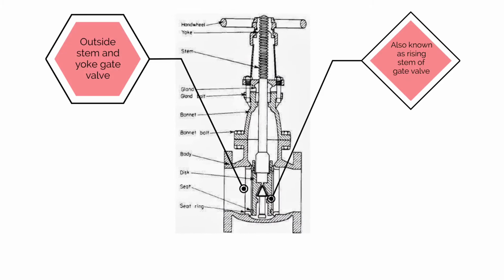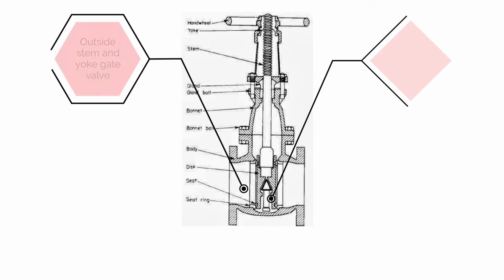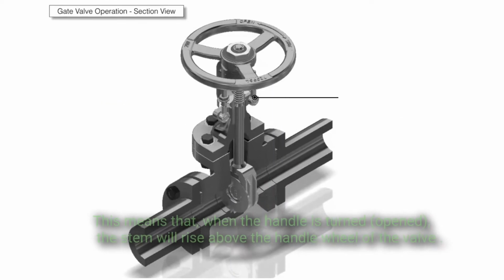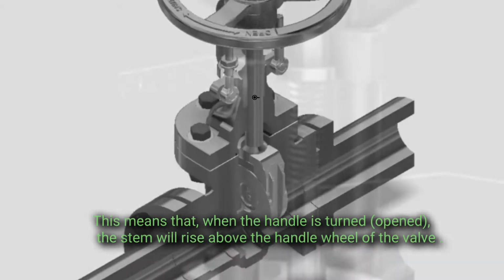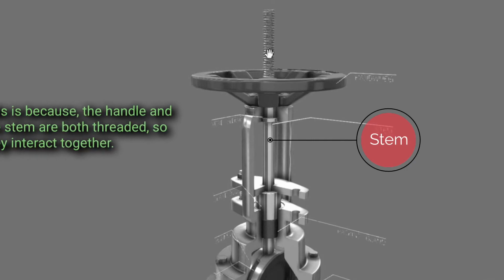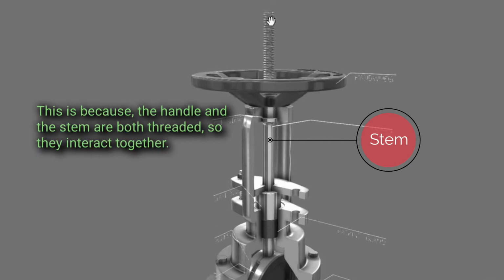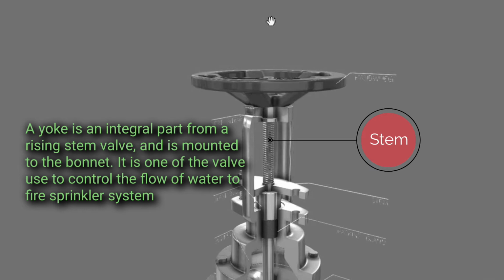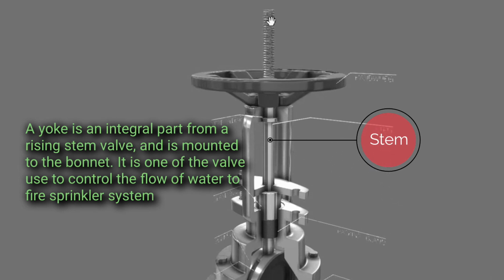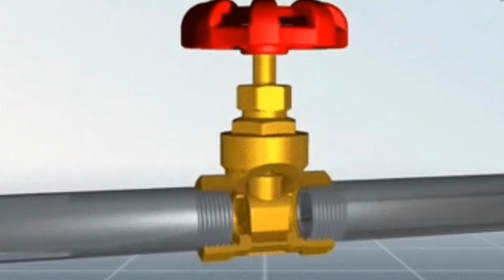Outside stem and yoke gate valve, also known as rising stem gate valve. This means that when the handle is turned open, the stem will rise above the handwheel of the valve. This is because the handle and the stem are both threaded so they interact together. A yoke is an integral part of a rising stem valve and is mounted to the bonnet. It is one of the valves used to control the flow of water to a fire sprinkler system.